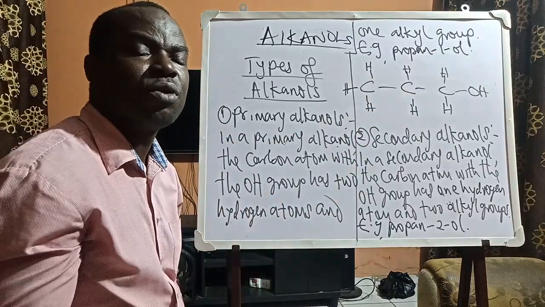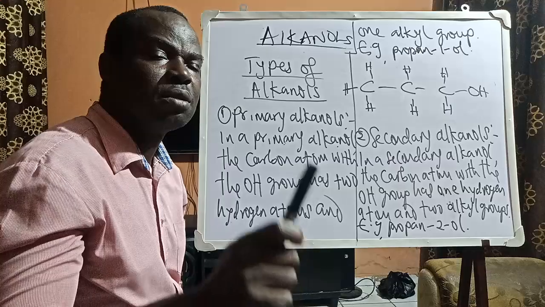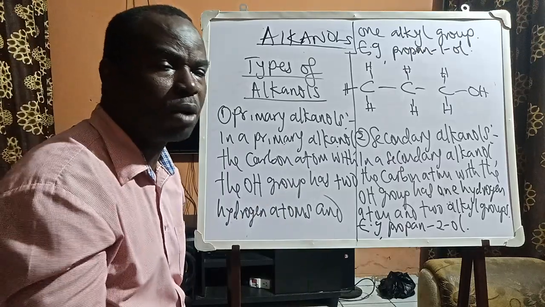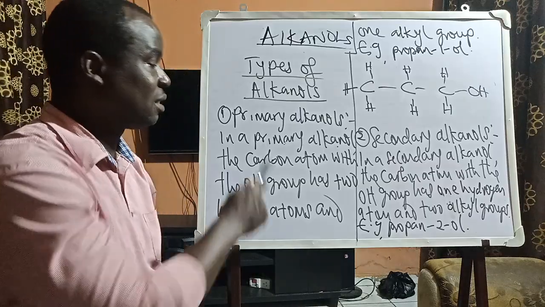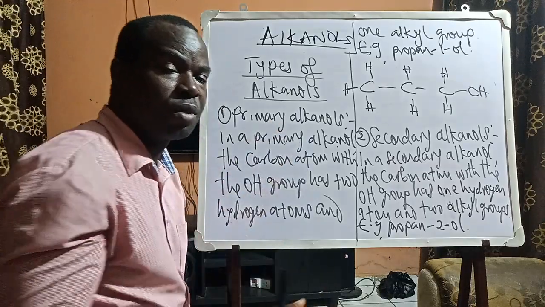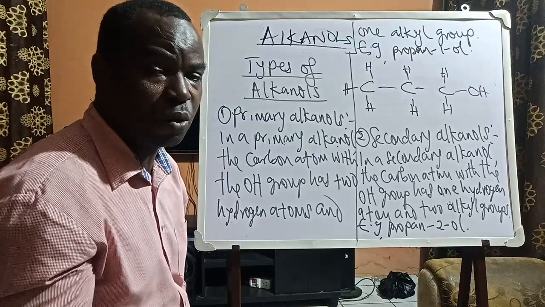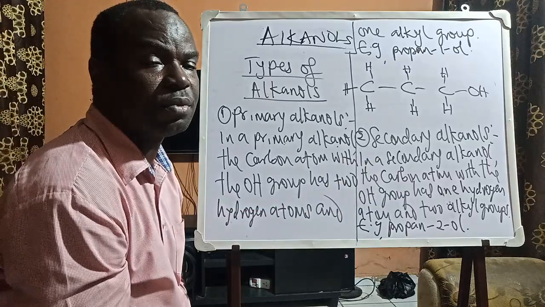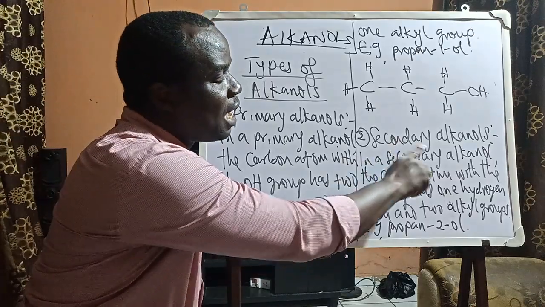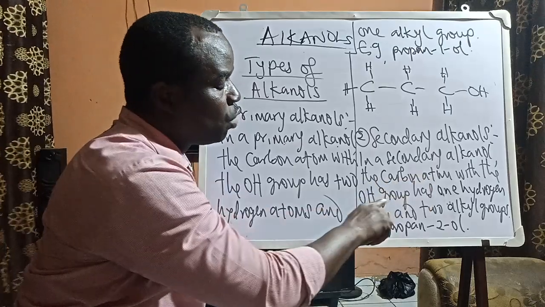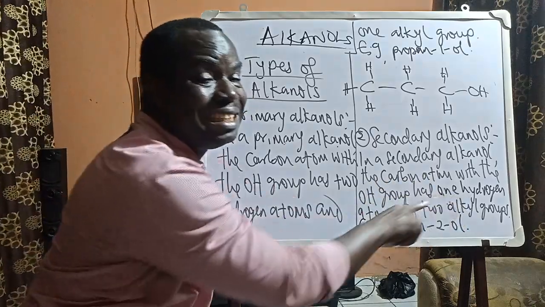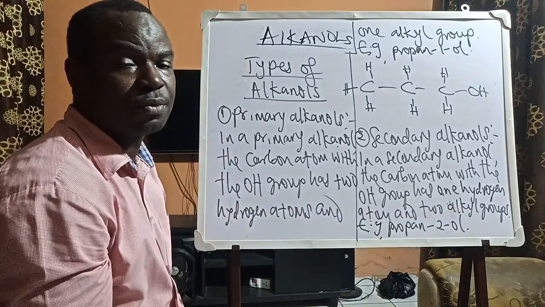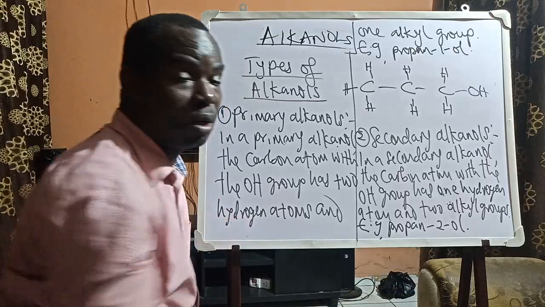Let me summarize it. Anytime you hear 1-ol, maybe propan-1-ol, butan-1-ol, pentan-1-ol, anything 1-ol, that is a primary alkanol. I believe that has explained it very well. Now, let's go to secondary alkanols. It says, in a secondary alkanol, the carbon atom with the OH group has one hydrogen atom and two alkyl groups, e.g. propan-2-ol. Let me explain it.